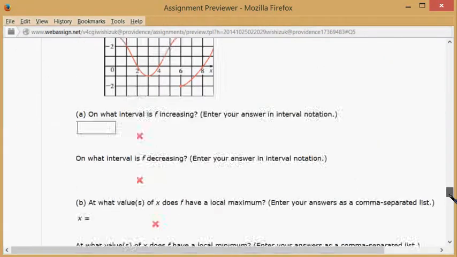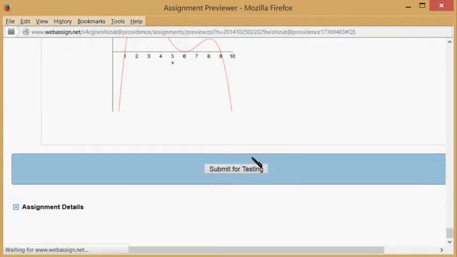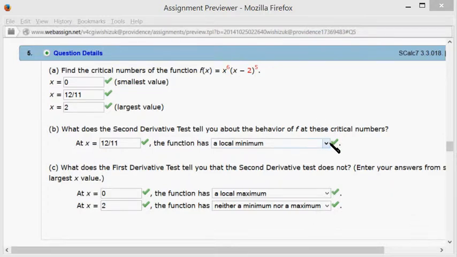So let's submit for testing. Alright, it came back and it looks like we got all of these correct. Alright, that's it. I hope that this was clear.